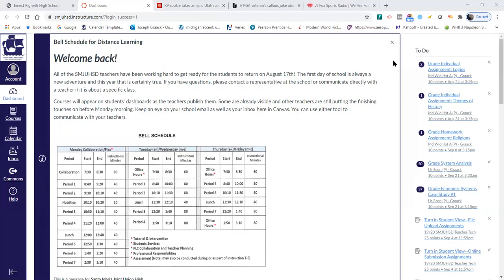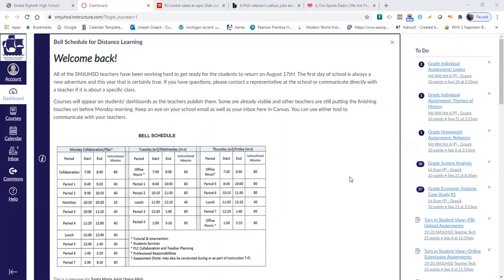A couple of things. I'll talk to you a little bit about the progress reports that'll come out, I believe, on Wednesday. There was a technical issue yesterday with Aries, and I don't know if it was because all of the teachers were on Aries at the same time in the district, but something happened. It crashed. So now they're saying grade reports won't be run and printed until today at 3:30.